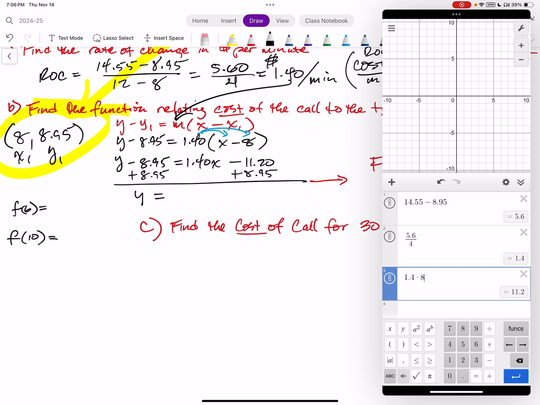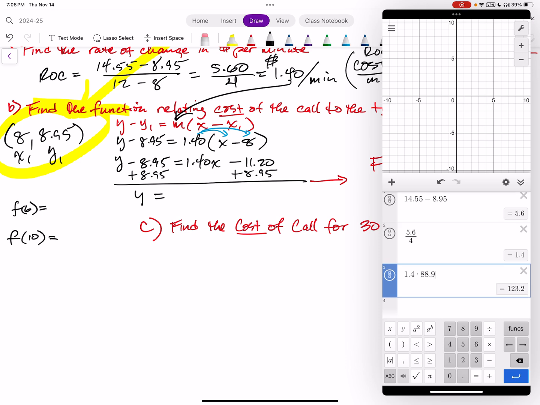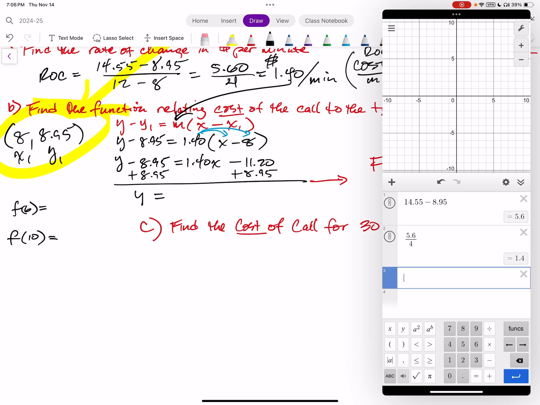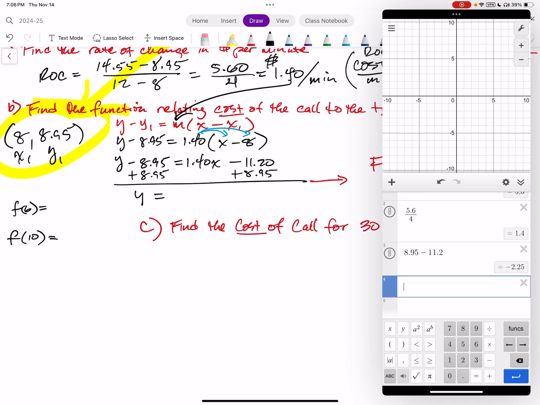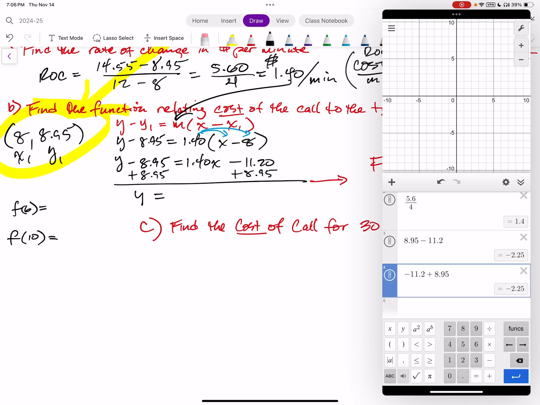All right, and so what do we get? So you type in 895, right? Let's try that again. So $8.95 minus 11.20. Or if you wanted to, you can type in a minus 11.20 and then add 895. Look at that, you get the same answer, negative 225. However you want to do it. So you get $1.40 times x minus $2.25.